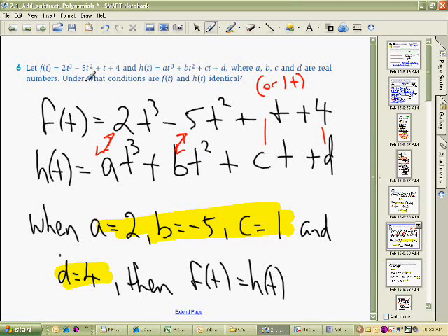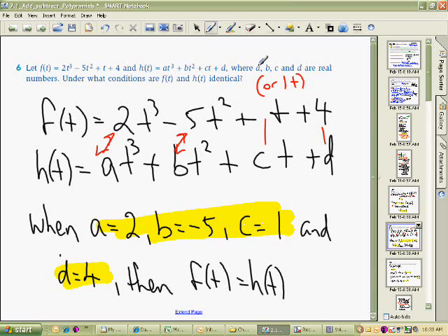This question here is looking at, it says you've got a function here and another one here. You're told that these numbers here, a, b, c and d, are real numbers, so they're just numbers like 5, 20 or whatever. Then it says, under what conditions are f of t and h of t identical? When does this equal that? What are the conditions that would have to prevail for that to be the case?